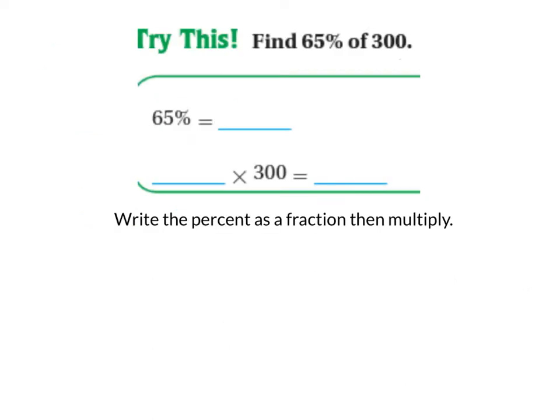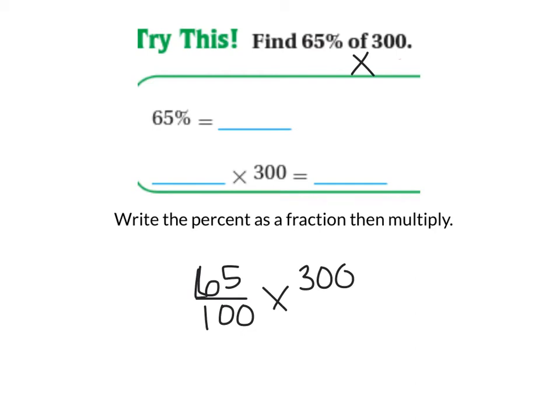Okay, so I want you to try this one on your own. Just like the one that we just did, I want you to take 65% and write it as 65 over 100. Of means multiply times 300. Go ahead and try this one on your own.